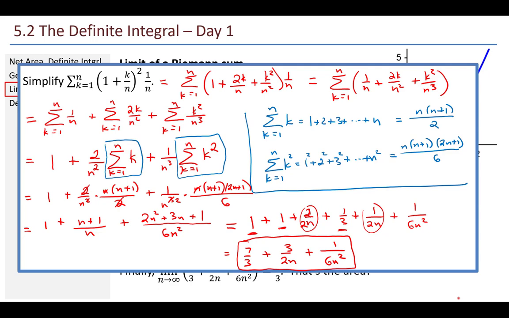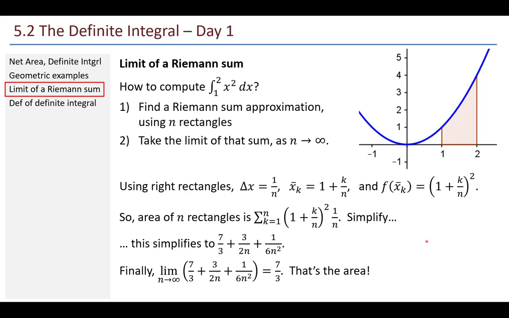So let's recall where this took us in the problem. Once I could simplify that summation, that's really what told me the Riemann sum approximation with n, and I could take the limit as n goes to infinity.